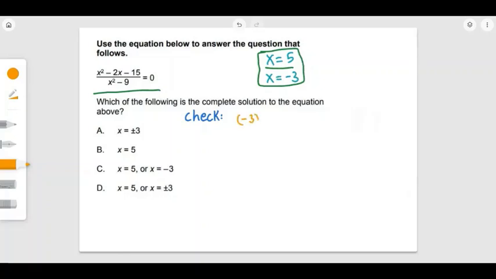So it's going to be negative 3 to the power of 2 minus 2 times negative 3 minus 15 over negative 3 to the power of 2 minus 9 equals 0. Always make sure to put negative 3 into brackets, especially in the calculator, because it will give you an accurate result, especially when the number is negative. Now, if you enter this equation in the calculator, it will give you a math error. So the value of this expression is undefined.